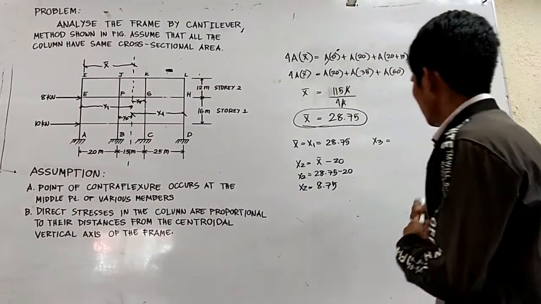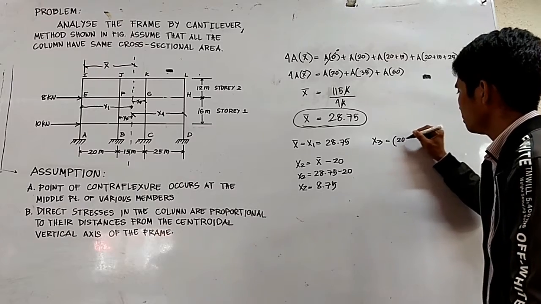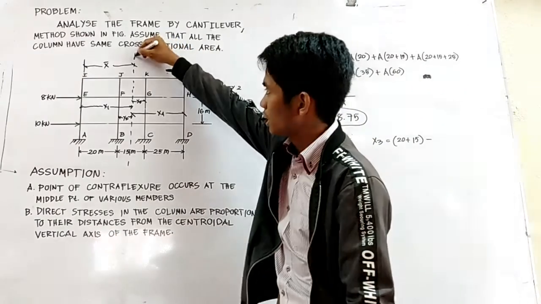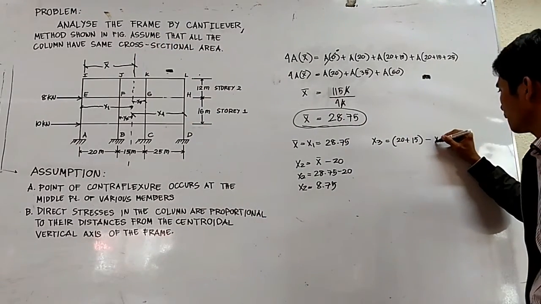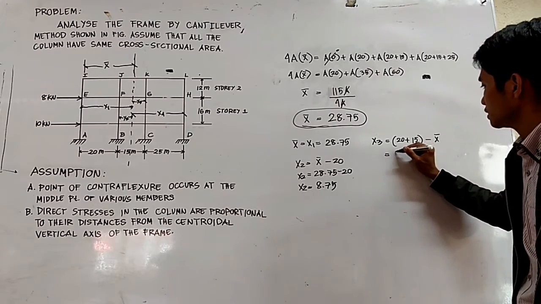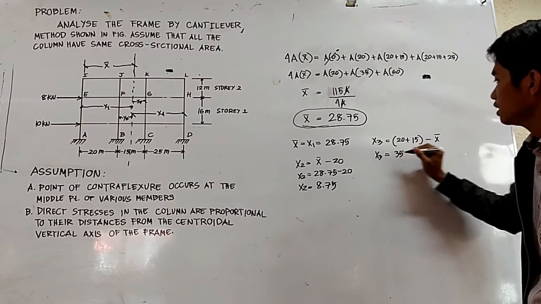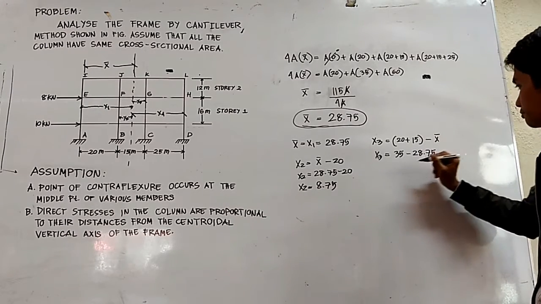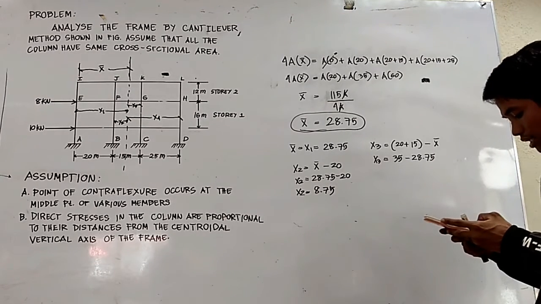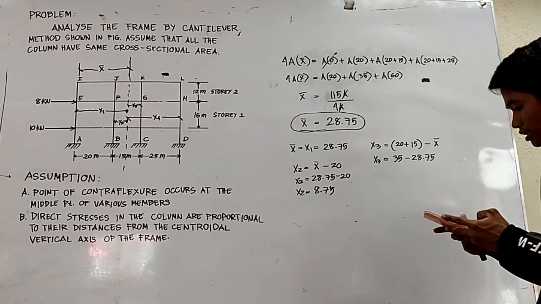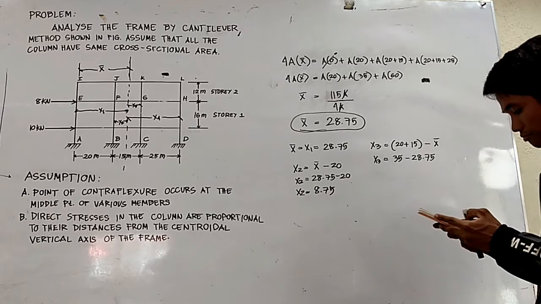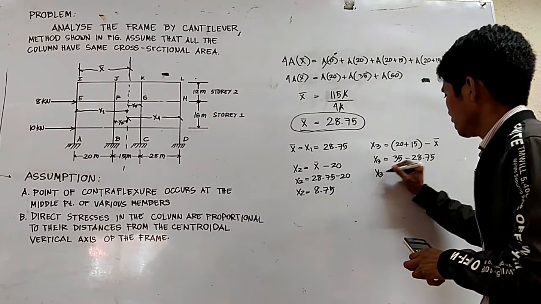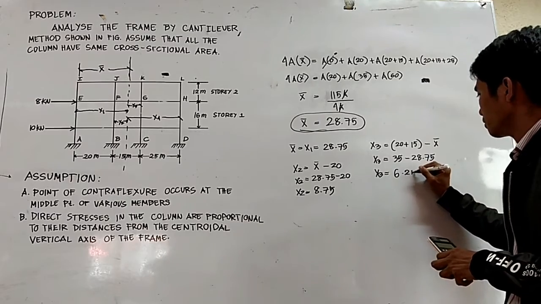For X3, from C to A, we add these two distances, 20 plus 15, minus the value of X bar. So X3 is 35 minus 28.75, therefore X3 is 6.25.